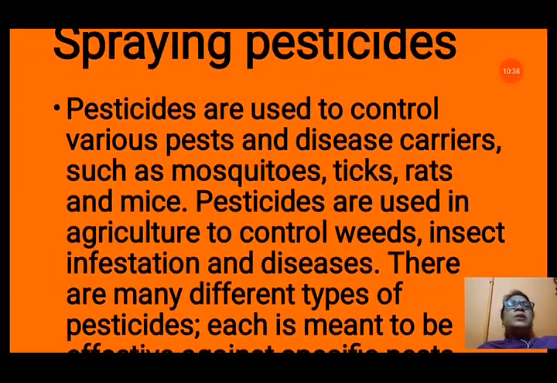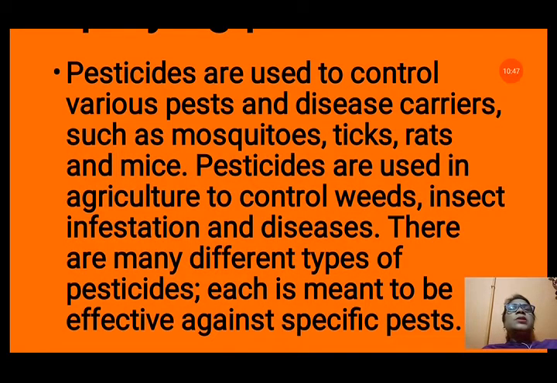Now spraying pesticides. So we should prevent pests in our field. Pesticides are used to control various pests and disease carriers such as mosquitoes, ticks, rats and mice. They carry diseases also and they also harm the crops. They will eat the crops, they will destroy the crops, so they should be removed from the field.